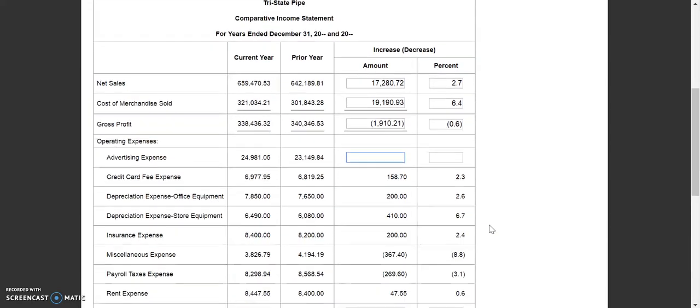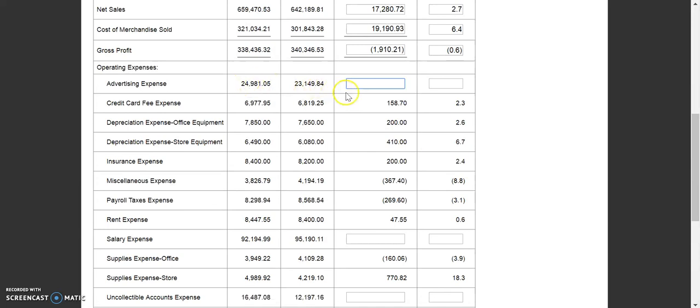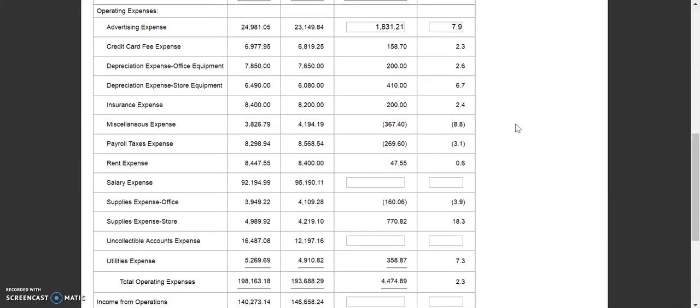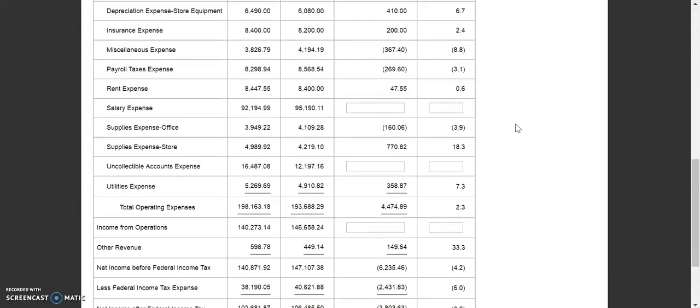The next one we're going to do is our advertising expense. So again, we take our 24,000 minus the 23,000, and we end up with an increase amount of $1,831.21. And when we take our increase amount divided by our prior year, we end up with 7.9%. So pretty simple if you can remember the two calculations you have to do to get these.